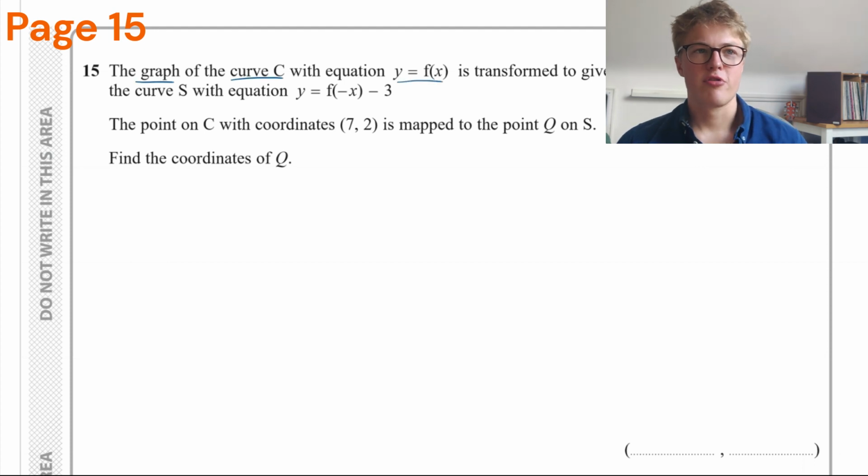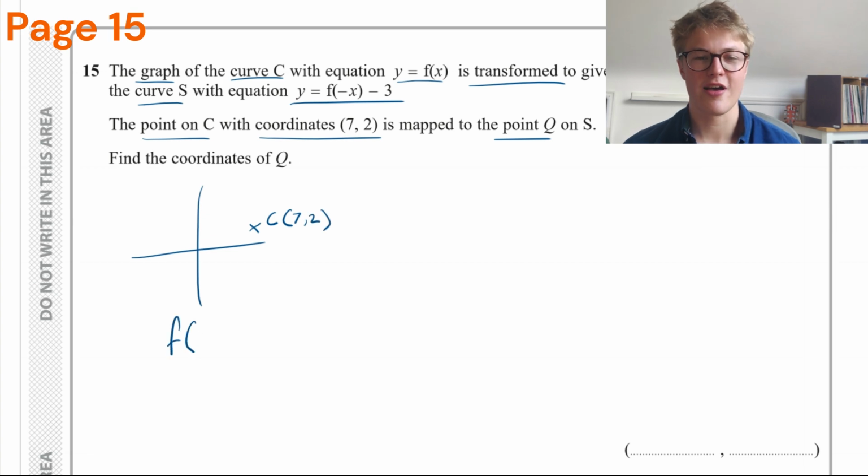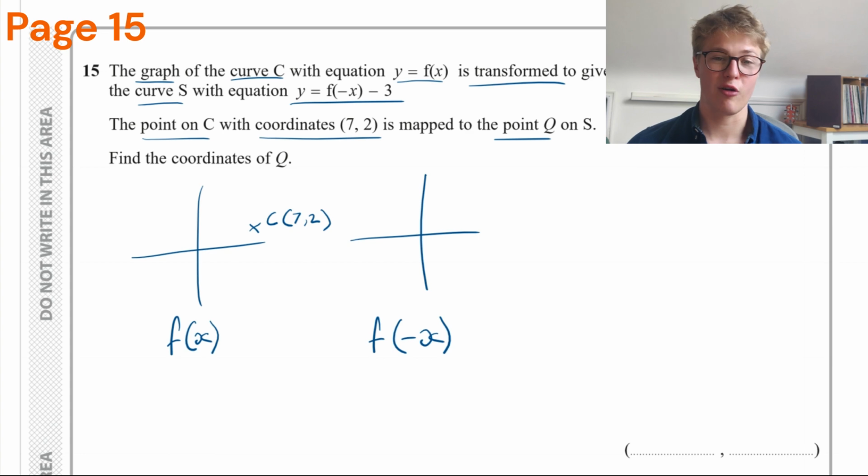The graph of the curve C with equation y equals f(x) is transformed to give the graph of the curve S with equation y equals f(-x) - 3. The point on C with coordinates (7, 2) is mapped to the point Q on S. Find the coordinates of Q.